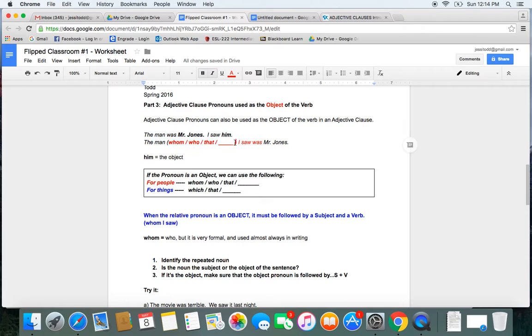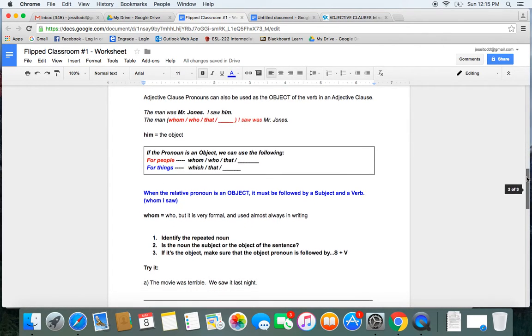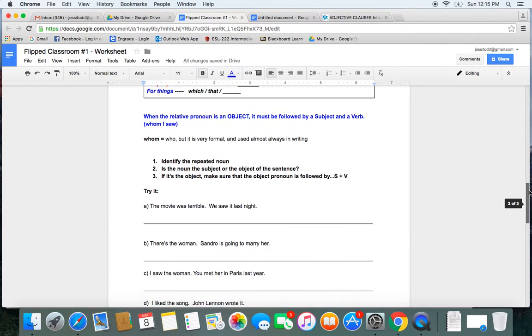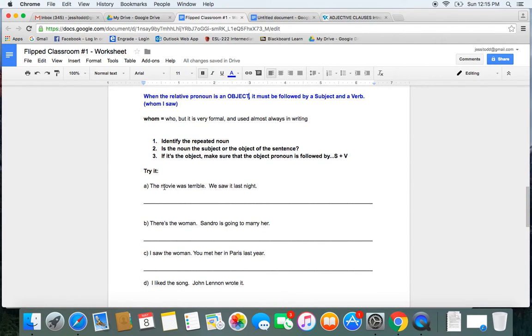Here's our relative pronoun. The next word, I, is the subject. And after that, we have a verb, okay? Very important that you follow an object relative pronoun with a subject and verb. All right, so we're going to practice it a little bit. We have some simple sentences that need to be combined. First, we're going to identify the repeated noun in the two sentences. Then we're going to ask ourselves, is the noun the subject or the object of the second sentence? If it's the object, we have to make sure that the object pronoun is followed by a subject and a verb. So let's check it out.